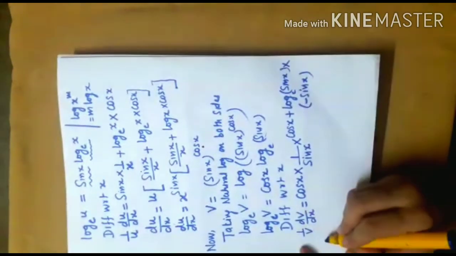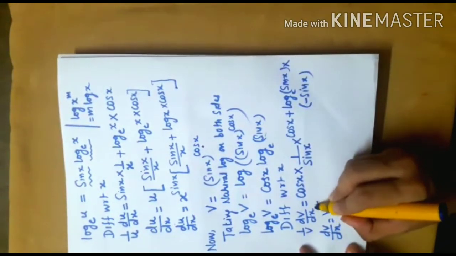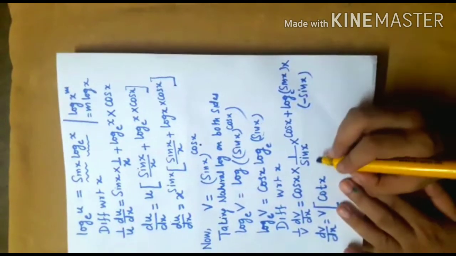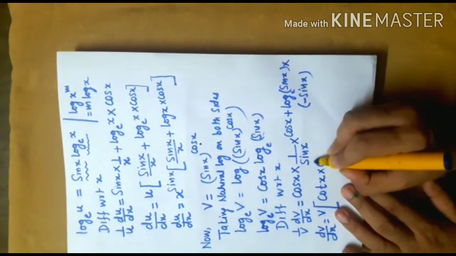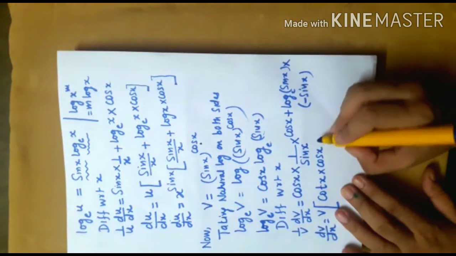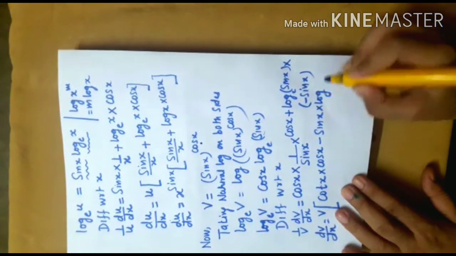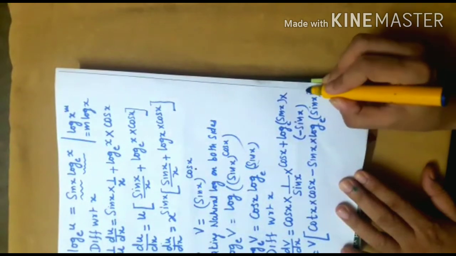So I'll get dv by dx is equal to v times cot x into cos x minus sin x into log sin x to the base e.